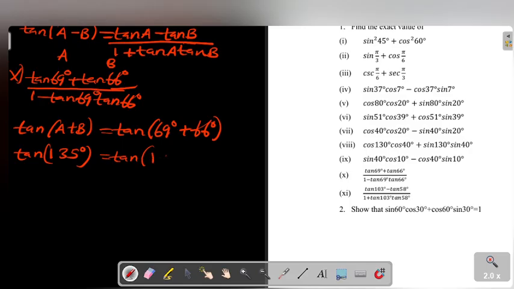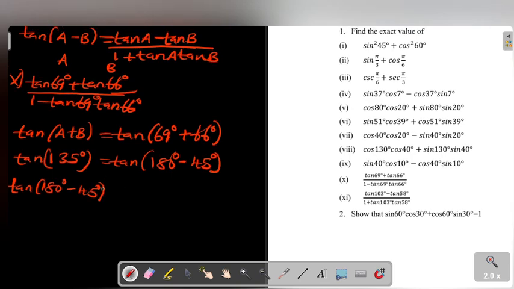We can try 180 degrees minus 45 degrees. So when you say 180 minus 45, it will give you 135. So now we distribute, because now we have tan of 180 degrees minus 45 degrees. So you use the second identity that you can see there. So when you distribute, this will be tan 180 degrees.